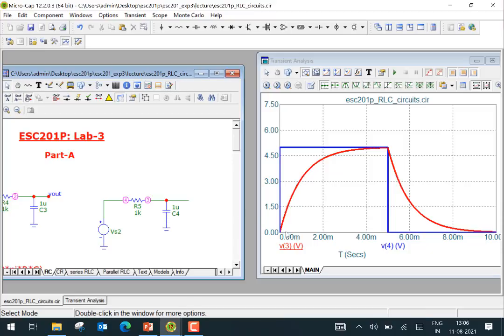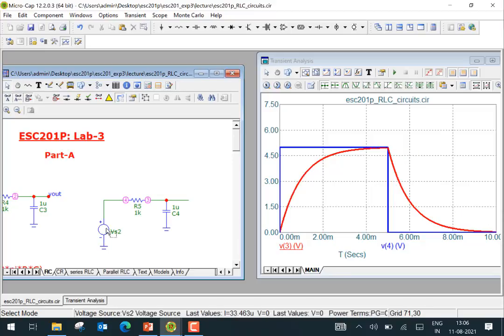The capacitor starts charging exponentially here, and since we have enough time, it almost charges to the final value, 5 volts. Then when the input goes from 5 to 0, the capacitor discharges here. All right, so that's the simple charging and discharging of the capacitor.